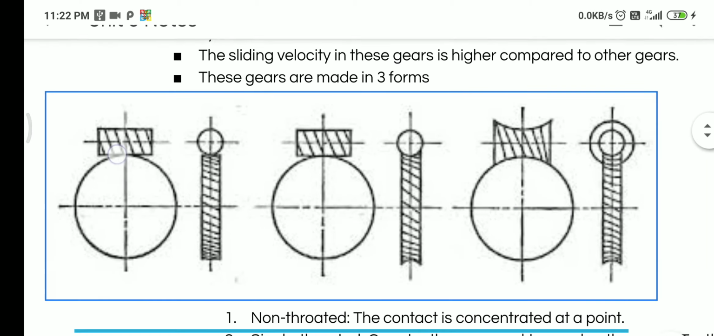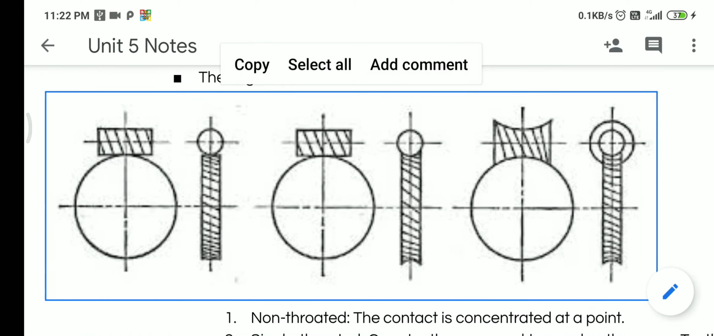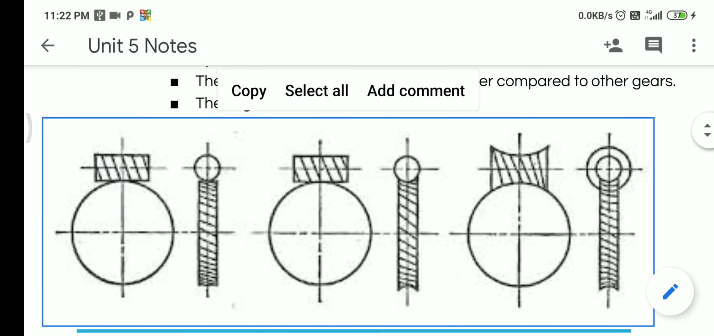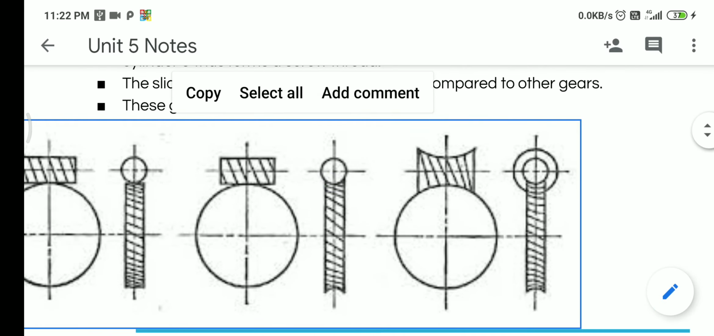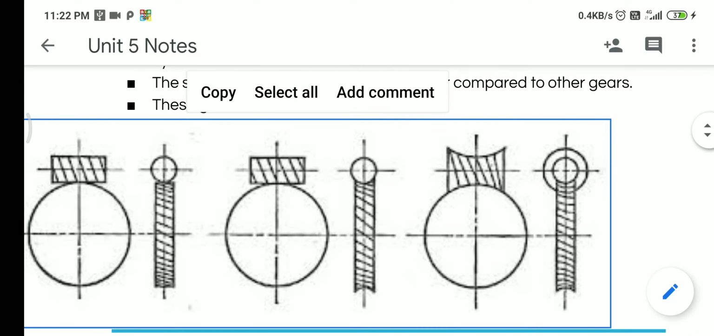But in the first case there is going to be very little engagement, and high loads cannot be supported. In the second case there is slightly more contact, and hence more transmission can happen, more load bearing capacity is going to be present in the second type, and the third one has maximum load bearing capacity.